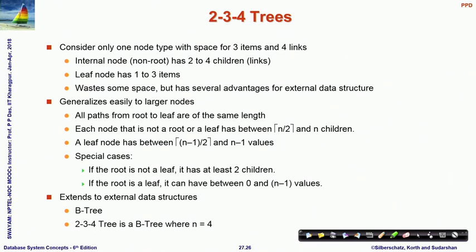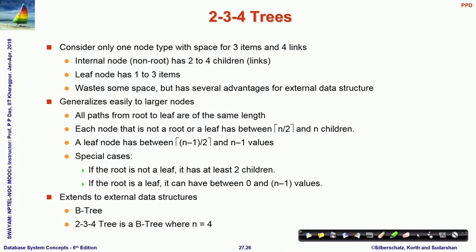By doing this, we will waste some space, but we have several advantages, particularly when you look at this for external data structures. If I can think about the 2, 3, 4 tree in that manner, then I can generalize; it is not necessary that I restrict myself to 4 links, 4 children. I can do more than that. So, in general, a node has n children, and each node that is not a root or a leaf will have between n by 2 and n children. Put n as 4, you will find that it becomes a 2, 3, 4 tree. And a leaf node will have n minus 1 by 2 items, which is 1 for n being 4, and up to n minus 1, or 3 values.